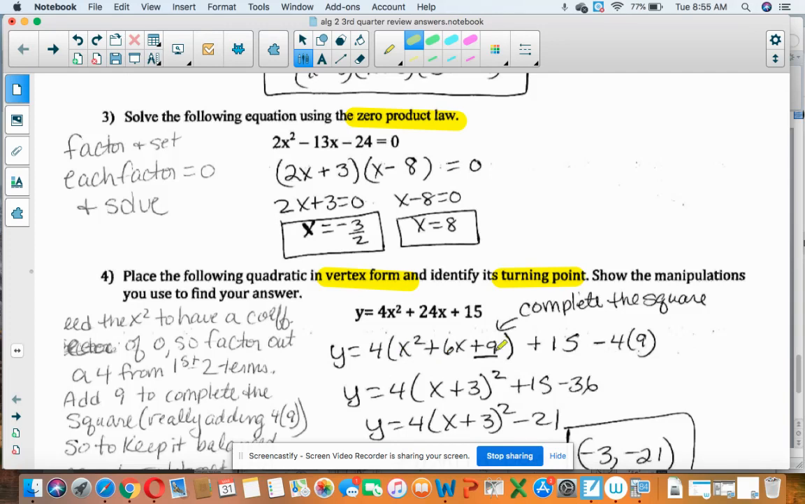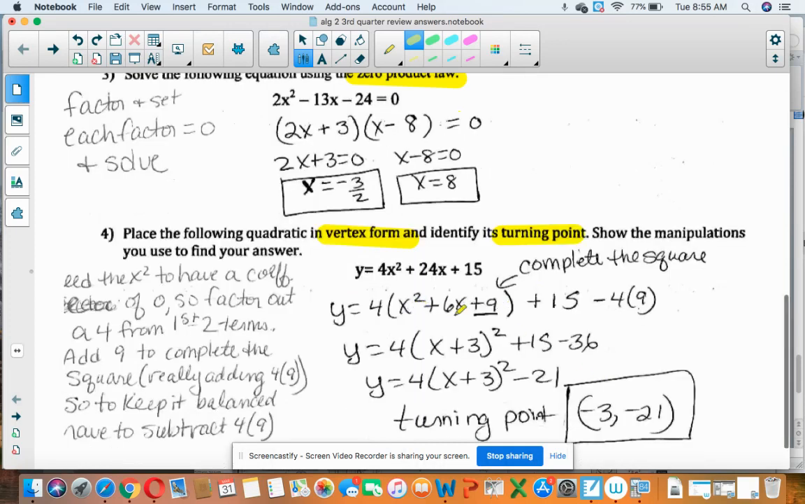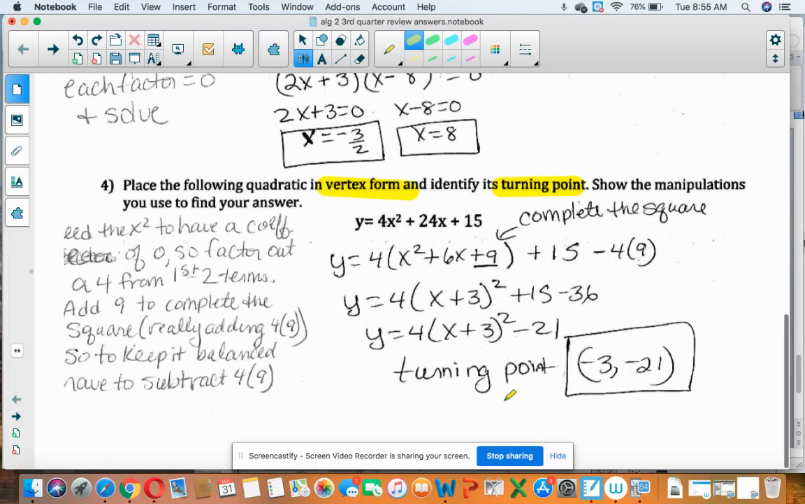I can either add on 4 times 9 to the other side, but that eventually is going to come over here anyway. So all I did was subtract 4 times 9. Now, negative 4 times 9 is negative 36. This nice trinomial here is a perfect square. It's x plus 3 squared. The 15 minus 36 is negative 21. This is now in vertex form, and my turning point is negative 3, negative 21. So this number here, you do have to change the sign on. The negative 21, of course, you don't have to do that.